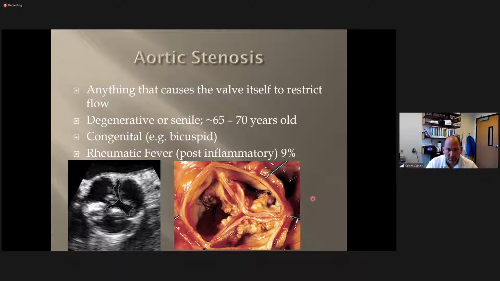Rheumatic fever is a post-inflammatory process. So again, rheumatic fever is a fever throughout the world. It's usually remedied and treated by antibiotics. And again, in this country, we have very good antibiotics. We have very good access to medicine. If you go to a third world country, rheumatic fever is fairly common. And as far as mitral valve disease goes, it's actually the most common cause of mitral stenosis. And it will have certain characteristics, but it also affects the aortic valve as well.